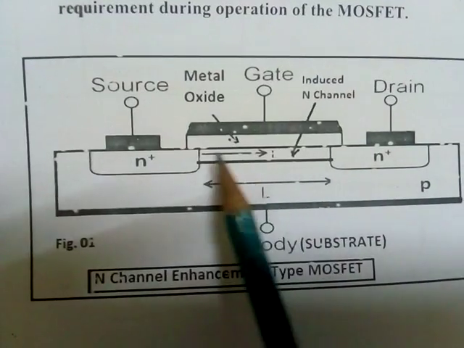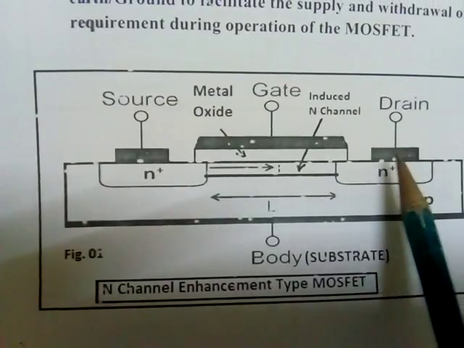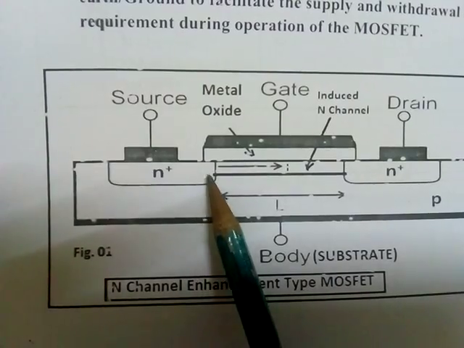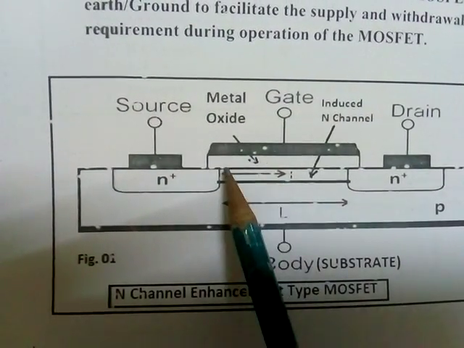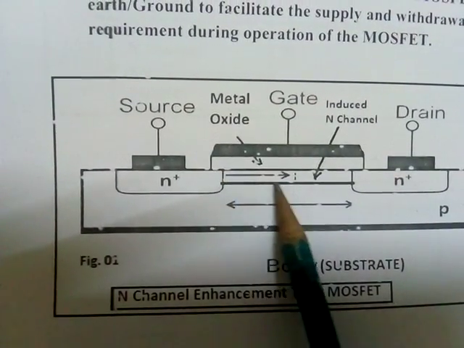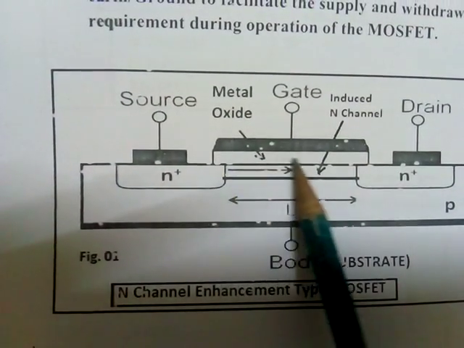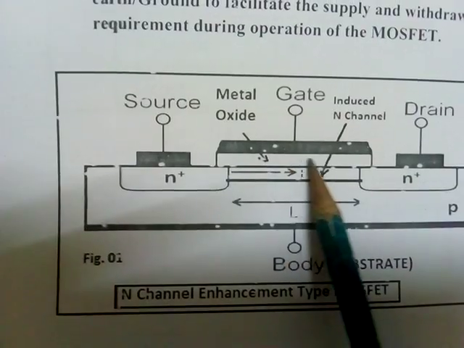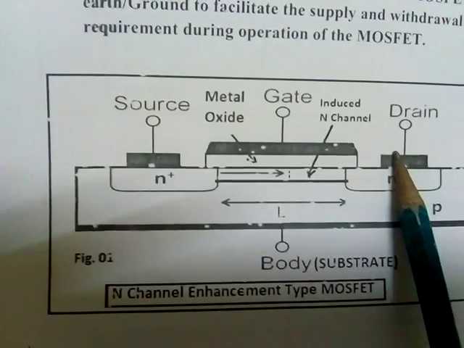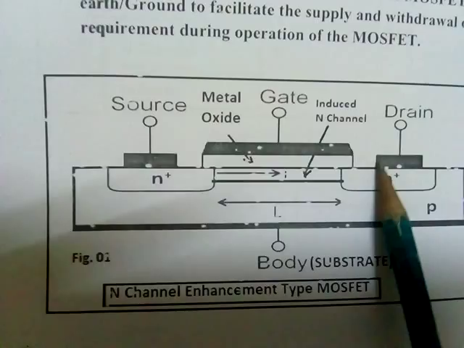Now, since there is no contact between these two N plus regions, there is no chance for the current to flow. Above these two regions, a metal oxide is kept. SiO2 is kept here, that is an insulator, and these are the metal contacts for source, drain and gate. The three terminals are called source, gate and drain.